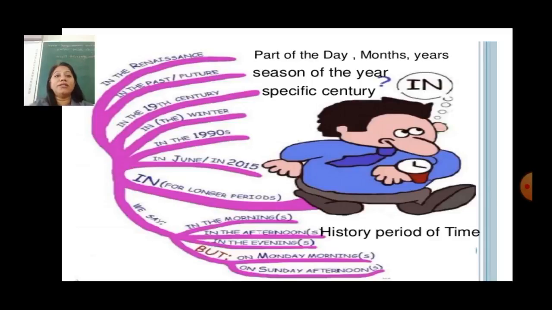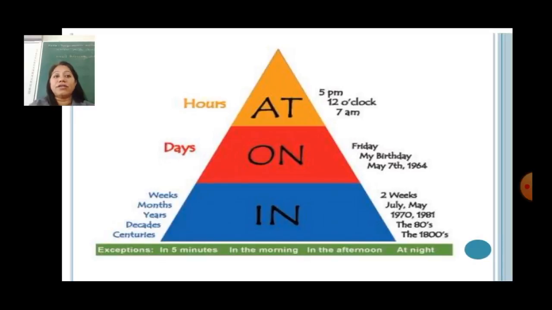So, for parts of the day, months, years, seasons of the year, and specific centuries we use in. Yes: in the morning, in June, in 2015, in winter, in the 19th century. So, at is used with hours: 5 p.m., 12 o'clock, 7 p.m., etc. On is used with days: on Friday, on my birthday, on May 7th, 1964, etc. In is used with weeks, months, years, decades, centuries: in 2 weeks, in July, in May, in 1970, in 1981, in the 80s, and in the 1800s. Exceptions are in 15 minutes, in the morning, in the afternoon, but at night. In the night is wrong.